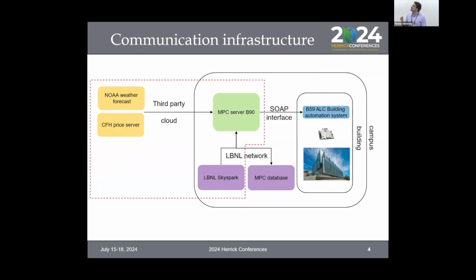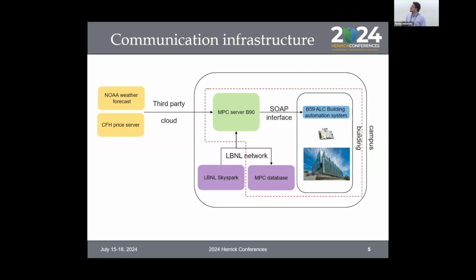In terms of communication infrastructure, the core of the MPC is a server in one of our offices. We collect weather forecast data from the National Oceanic Weather Service, and the pricing information and some other boundary conditions from the CalFlex app from the project partners, while we get most of the building operational data from an internal SkySpark database instance. Then the MPC does its optimization, and all the data and the optimization results are stored in a dedicated database, and the control inputs are sent to the building automation system through a SOAP interface.